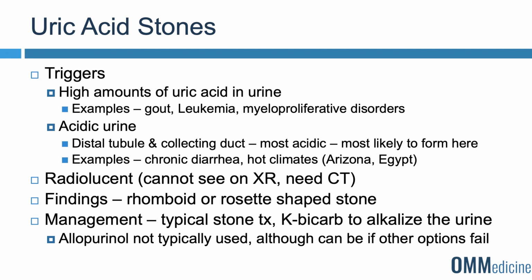Now, these stones are radiolucent, meaning we would not expect to see them on a regular x-ray. They are classically described as having a rhomboid or rosette shape, and the management for uric acid stones is the same as it is for all other types of kidney stones. However, we can also consider the use of potassium bicarb, as this will increase the pH, or alkalize the urine, which will help decrease the formation of these acidic stones.